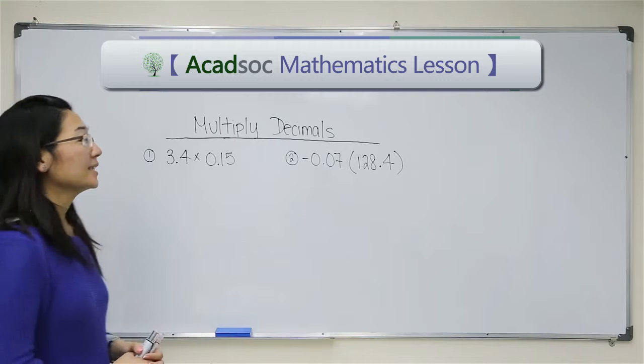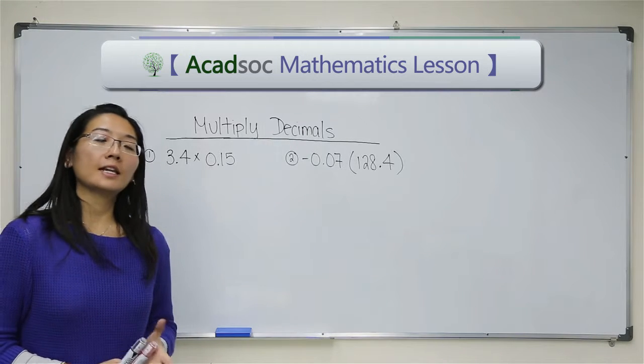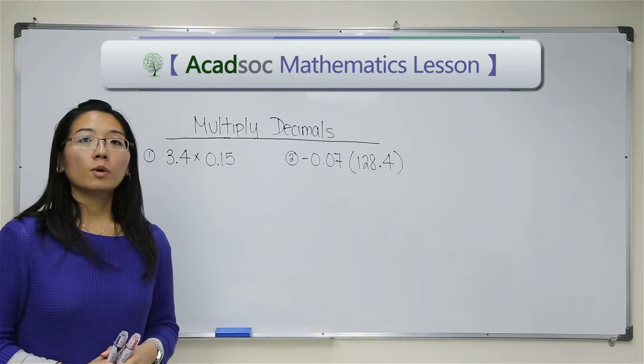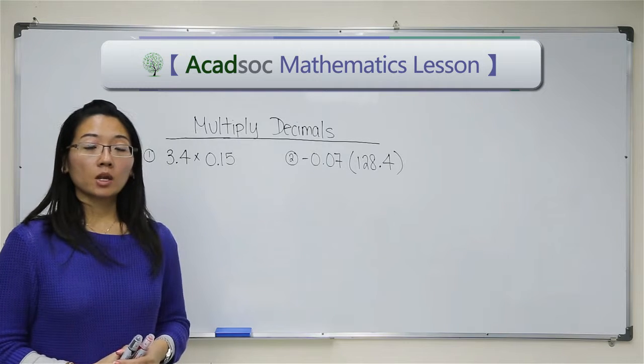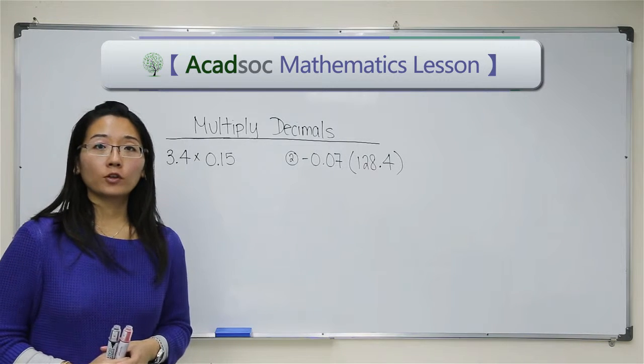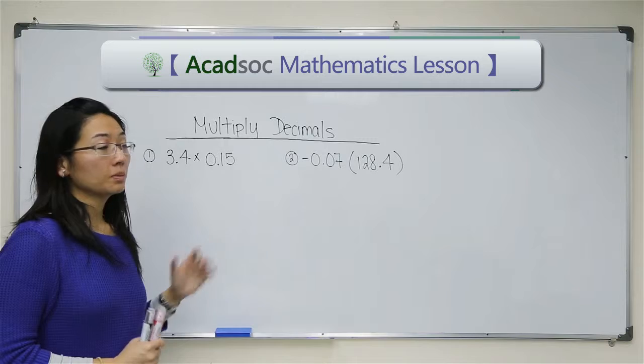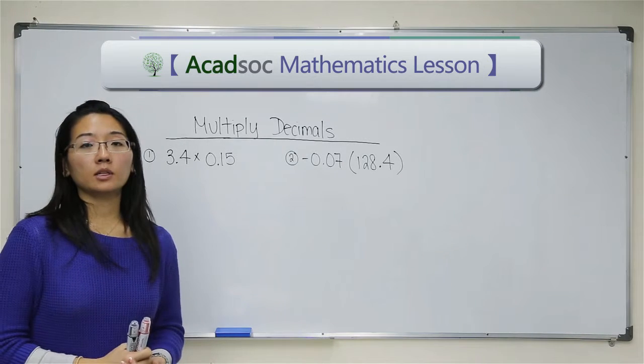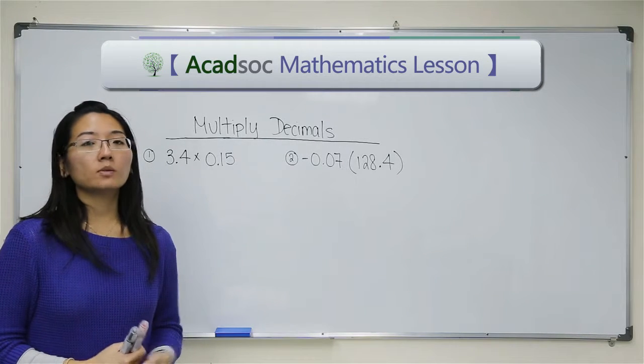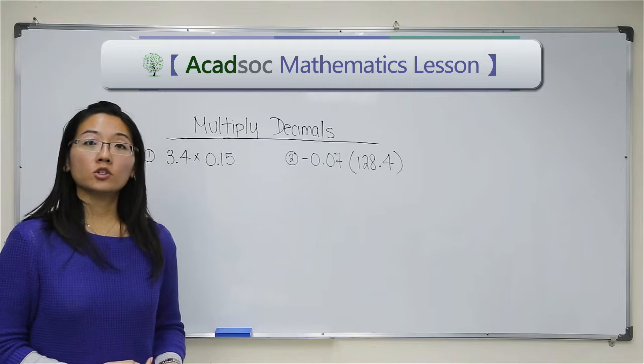Now for multiplying decimals, it's a little different than adding and subtracting decimals. Remember, when we add or subtract decimals, we have to line up the decimal point first. However, for multiplying, we don't need to line up the decimal point. All we have to do is multiply just like we would with integers.